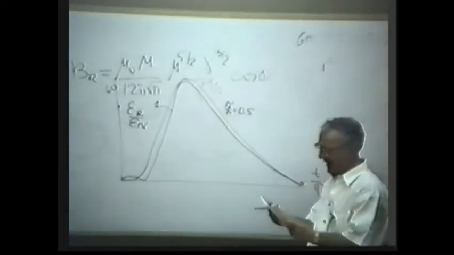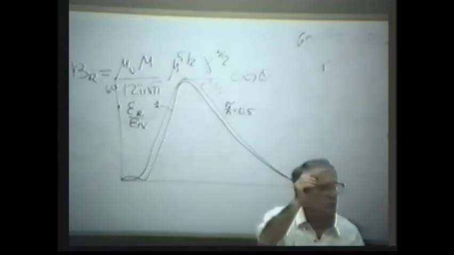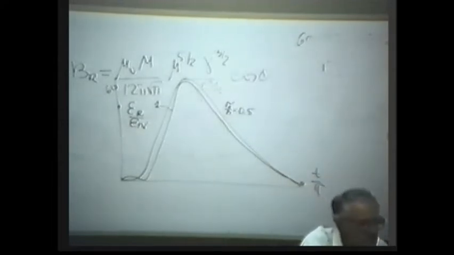Now, let me take case 2. In other words, the radius of the loop is equal to depth.